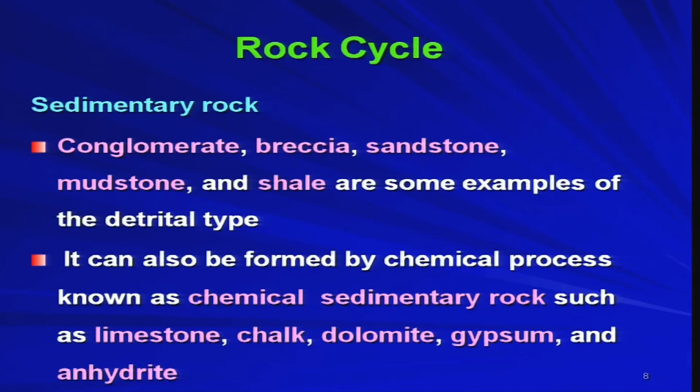So, once we have seen the detrital sedimentary rock, now we are talking about the chemical sedimentary rock. These are two broad classifications under the sedimentary rock head. It can also be formed by chemical process, known as chemical sedimentary rock, such as limestone, chalk, dolomite, gypsum and anhydrite. So, these are also your sedimentary rock, but they come under the second category, which is chemical sedimentary rock.